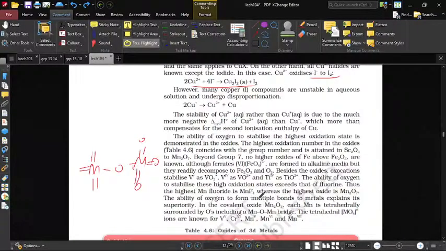The ability of oxygen to form multiple bonds to the metal explains its superiority.